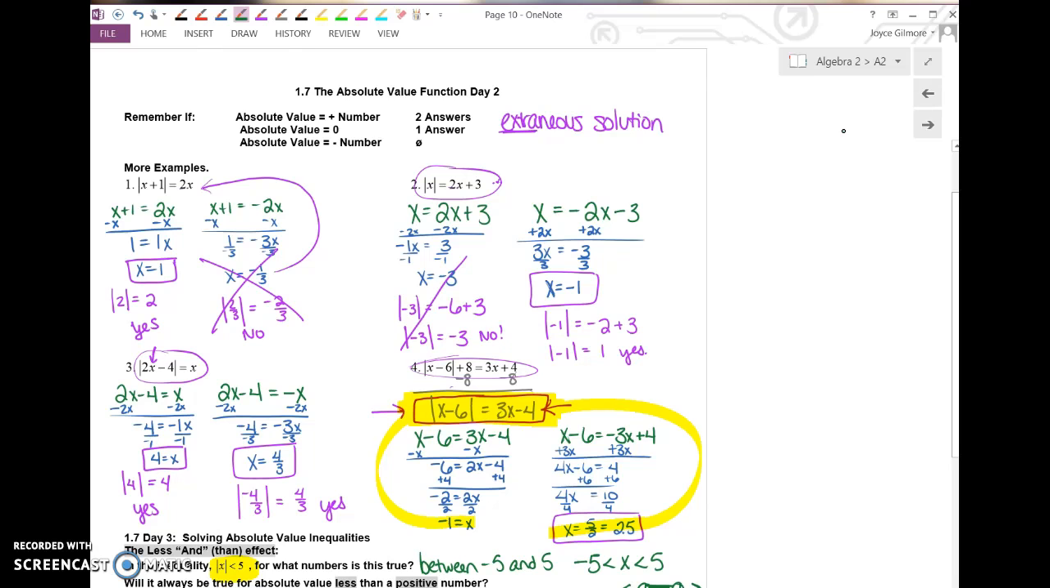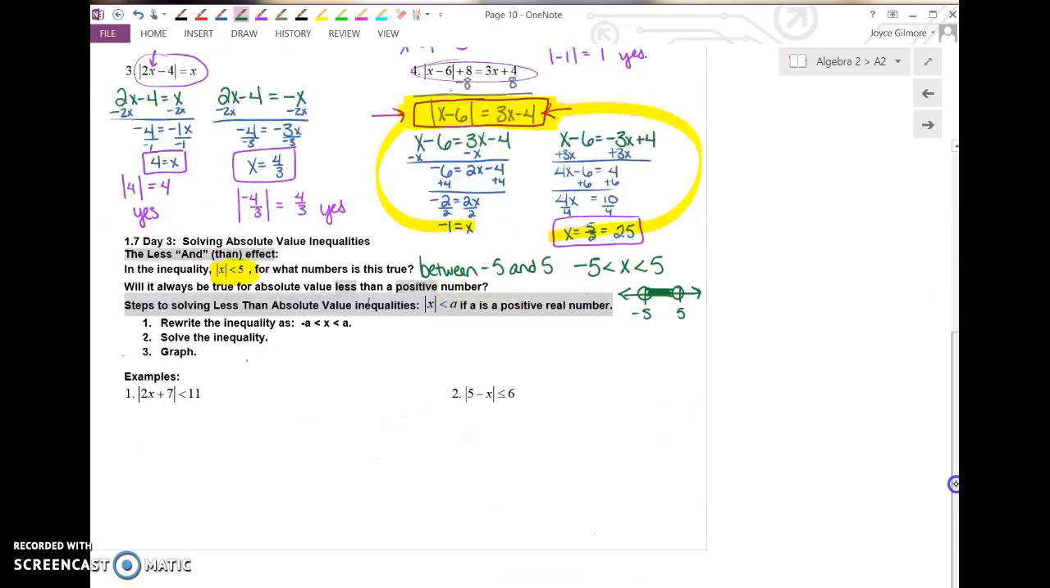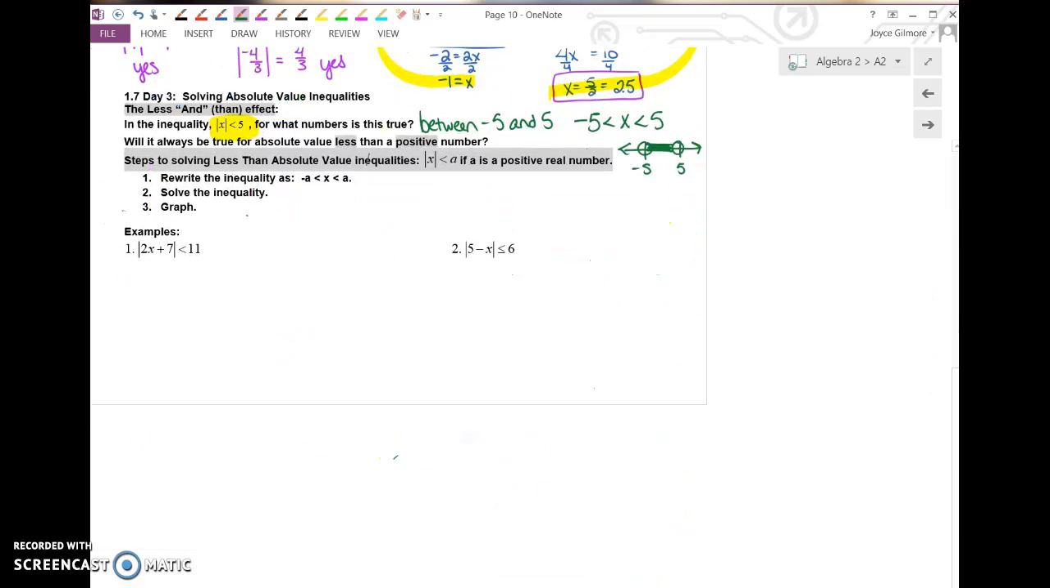This is going to lead us into how to solve absolute value inequalities. If it is an absolute value is less than, I'm going to highlight that. If it's the absolute value is less than a number, we are going to rewrite the inequality as negative a is less than the stuff in the absolute value bars is less than a. So let's just do an example.